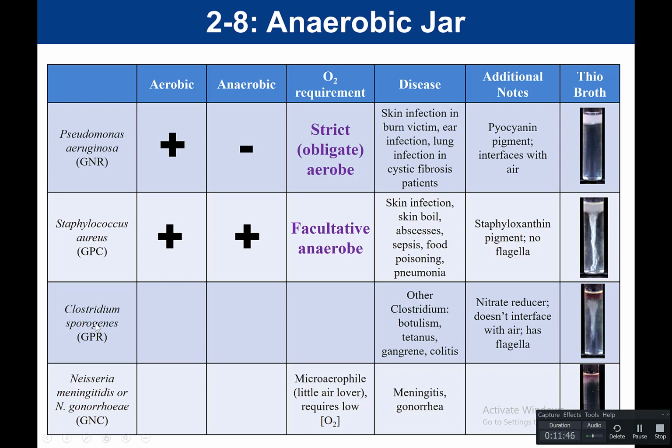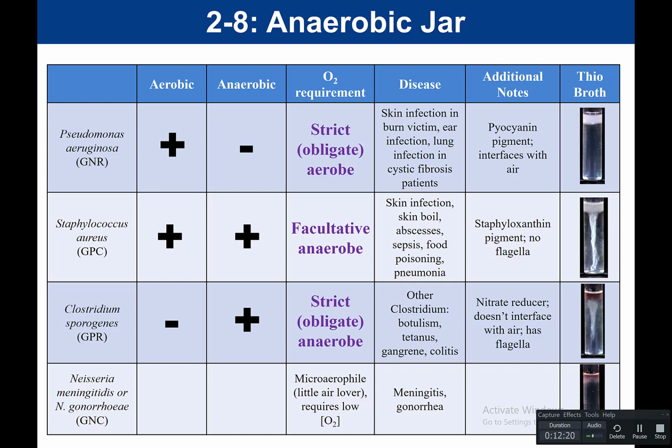Next, we come to Clostridium sporogenes. This is a gram-positive rod. So notice we've had a gram-negative rod, we've had a gram-positive coccus. Now we have a gram-positive rod, or bacillus-shaped. Did it grow aerobically? No. Did it grow anaerobically? Yes. So we call this a strict or obligate anaerobe.